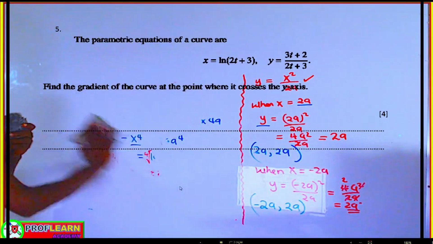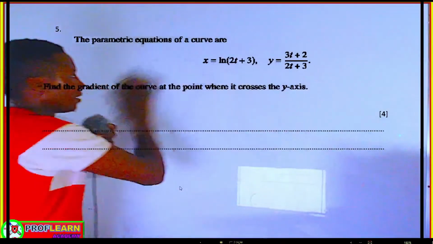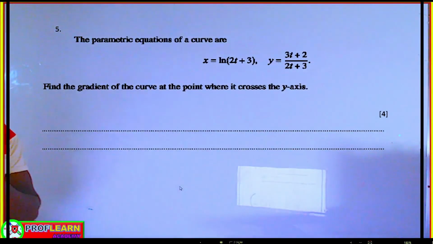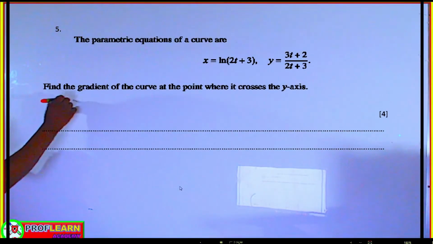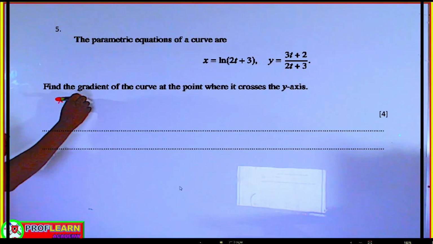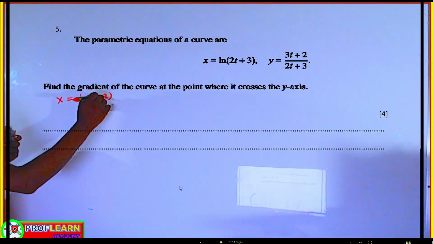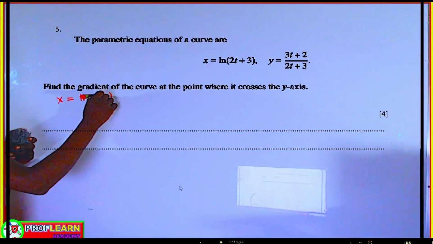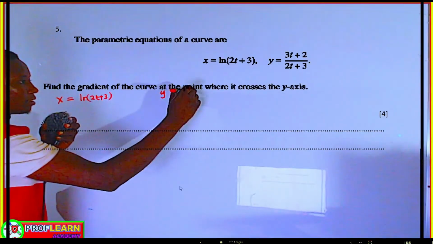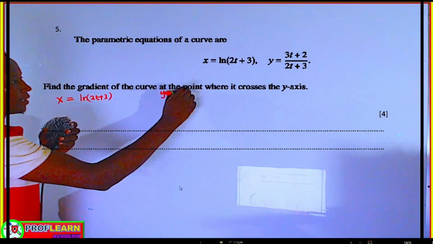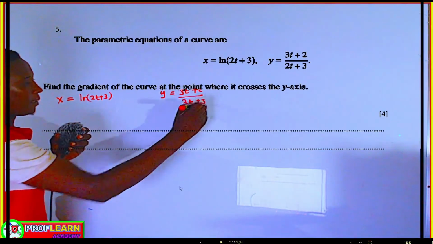Moving to the last question, that is question number 5. Here we are doing parametric differentiation, and we are told that one of the parametric equations is x equals ln of (2t plus 3), and the second parametric equation is y equals (3t plus 2) over (2t plus 3).